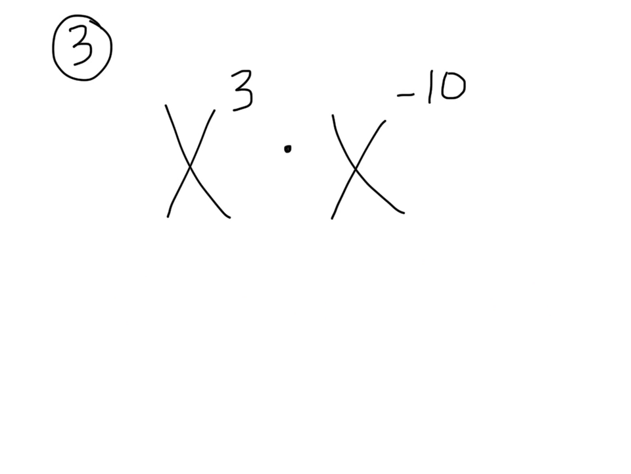Okay, next question, I need to simplify them. I have some variables being raised to exponents. So to simplify those, since I'm multiplying, they have the same base. I keep the base, and I add the exponents, so I get -7. But then I say, oh, I can't keep my answer with a negative exponent. So I change that exponent to positive and find its reciprocal. And so my final answer would be 1 over x to the 7th power.